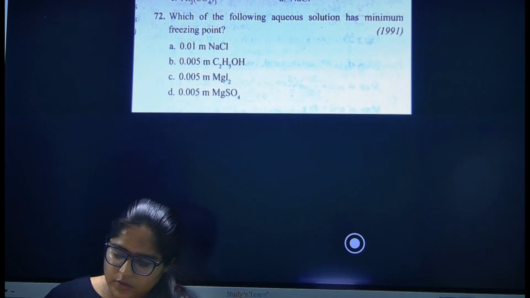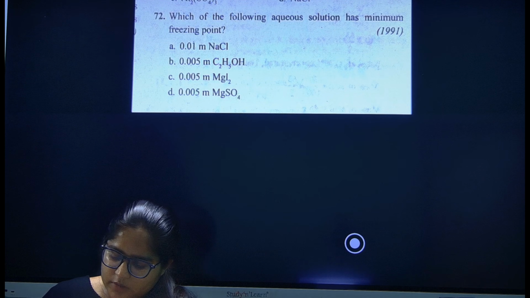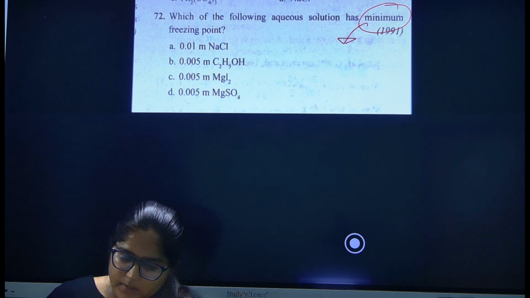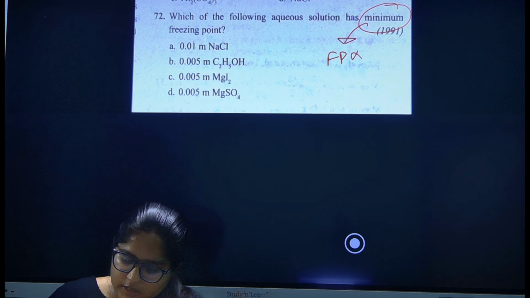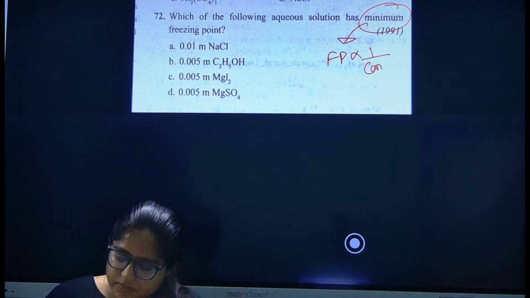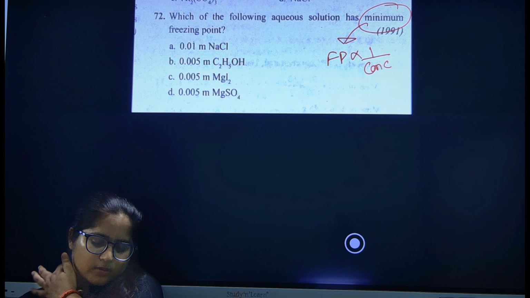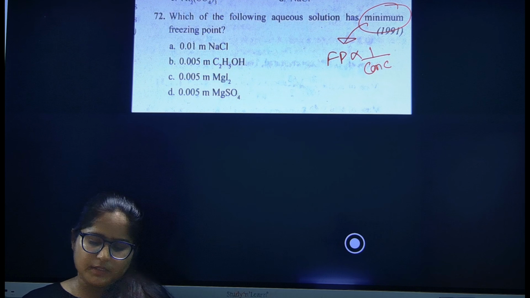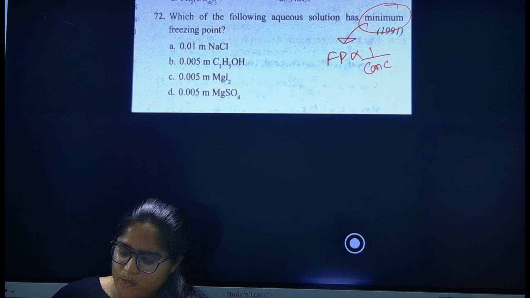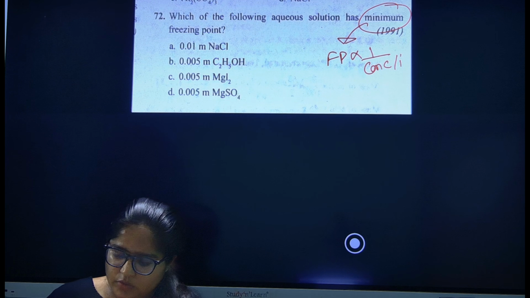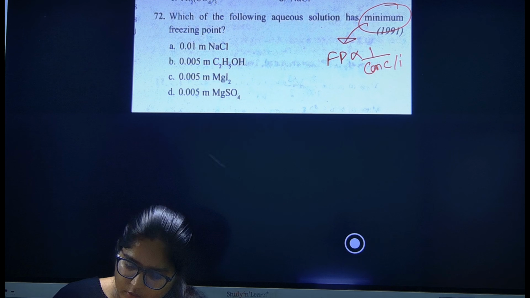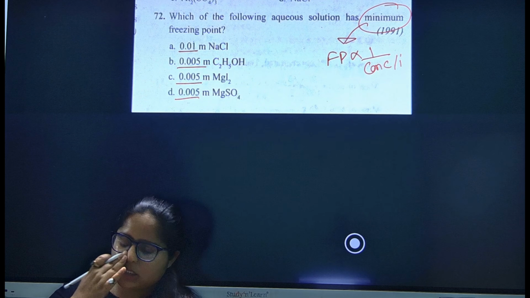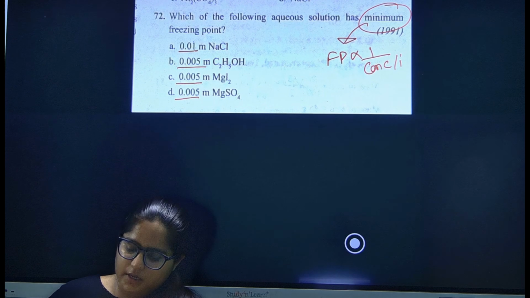Now let us see here question number 72, which of the following aqueous solutions has minimum freezing point? Minimum freezing point, we know freezing point is inversely proportional to concentration. Okay, first of all we will see here i, then i into concentration. So is the concentration the same or not? 0.01, 0.05, 0.05, 0.05. Concentration is not the same. So we'll do i into m.